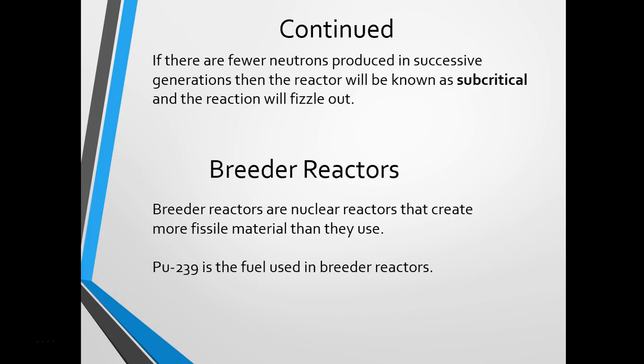All right, and finally, breeder reactors are nuclear reactors that create more fissile material than they use. And they use plutonium-239 as the fuel. Now, it's created by the neutron capture of uranium-238. And this is kind of important because uranium-238 cannot undergo fission, but plutonium-239 can. So by bombarding uranium-238 with neutrons, you can create fissile material.